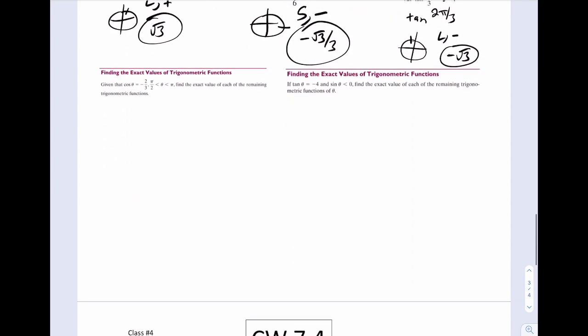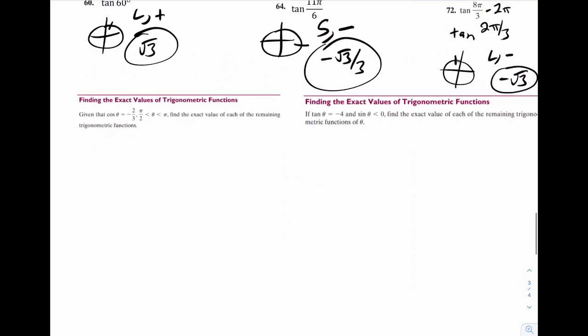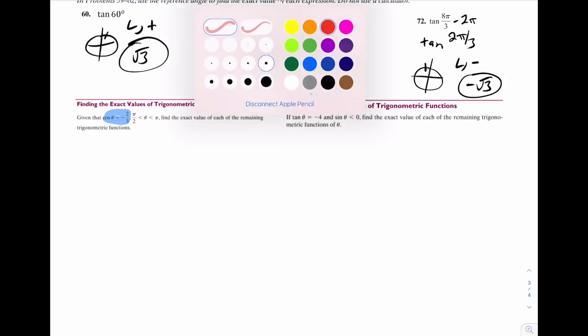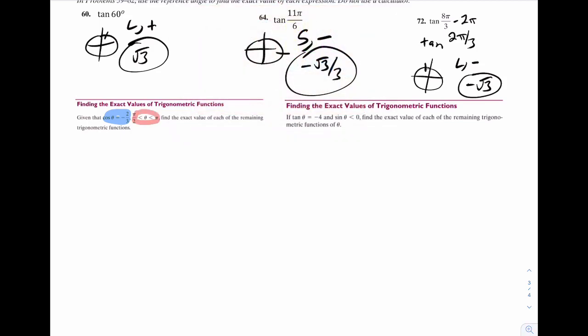Okay, last two examples here. So this will be pretty similar to the last problems you did. It's just giving you less information. So it gives you some cosine function is equal to negative 2 over 3. It also gives you this thing. This theta is between two numbers. This tells you the location of the triangle. So that's going to be super helpful.